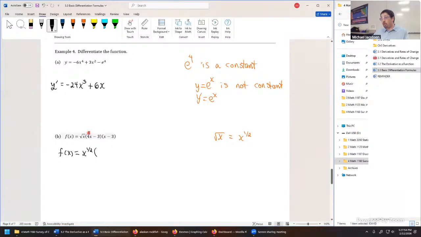Next thing we're going to do is just FOIL out 4x minus 3 times x minus 3. So ordinary algebra here, multiplying that way, we get a 4x squared. Here to here is minus 12x. Here to here is minus 3x. And here to here is plus 9.